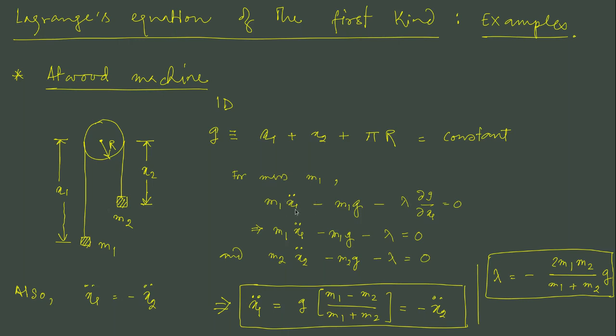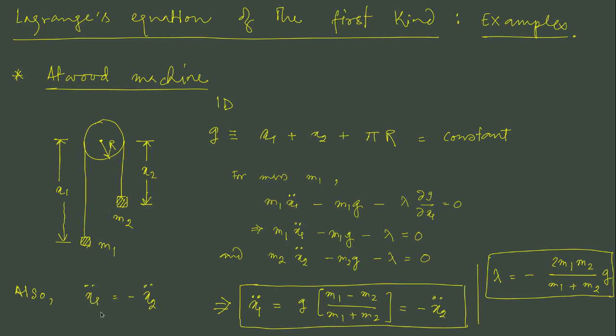Now if we apply Lagrange's equation of the first kind on the first mass, then we write mass times acceleration. Here this is not a vector, simply because we are only working with a 1D problem, minus the external force, which is m1g, the gravity acting on the first mass, minus lambda del g del x1. Del g del x1, if you look at g, is essentially nothing but 1. So we just have lambda from this equation. If you do the same thing on mass 2, you will get identical terms, except m1 would be replaced by m2.